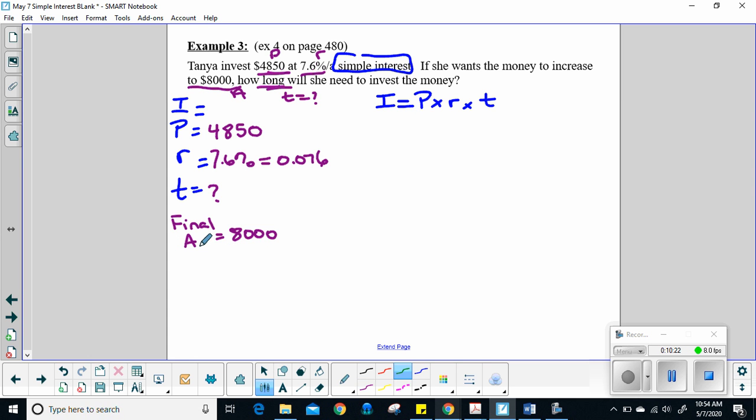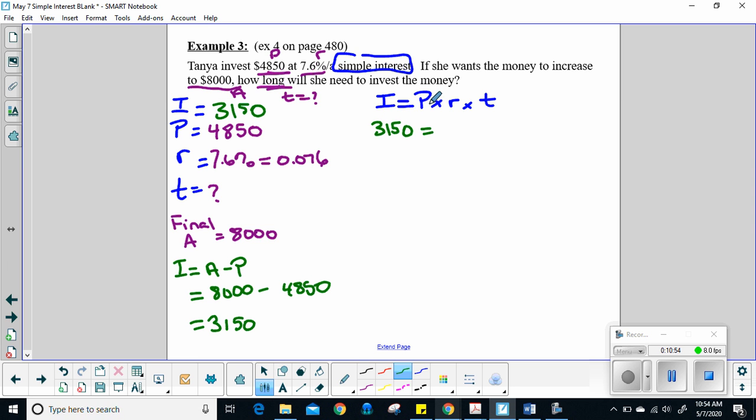So to get my I, I have to take my final amount and I have to take off my present value amount to figure out what the difference is, because the difference will be my interest. So let's see, 8,000 minus 4850, $3,150. That's a lot of interest we've got to make. Okay, so that's going to be my interest value. So that's what I can put on this side.